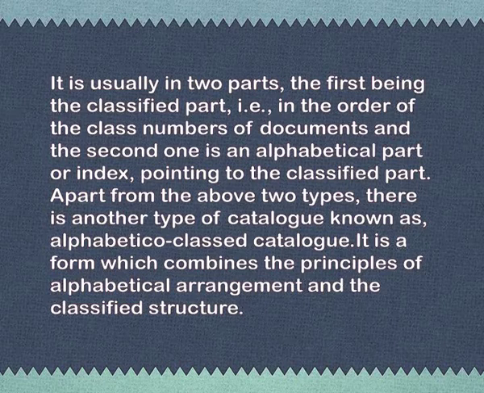Apart from the above two types, there is another type of catalogue known as alphabetico-classed catalogue. It is a form which combines the principles of alphabetical arrangement and the classified structure. The choice of a particular inner form of a catalogue for a specific library depends on the type of users, the document available in the library, open or closed access, library services offered, etc.